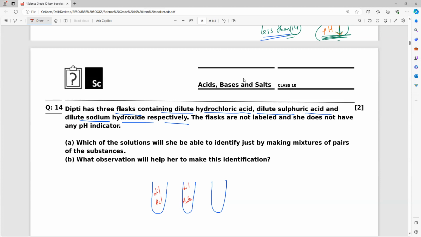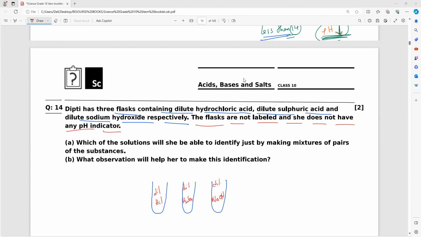What is the formula of sodium hydroxide? Anybody? Dilute sodium hydroxide. Sodium hydroxide, NaOH. Now the flasks are not labeled and she does not have any pH indicator.